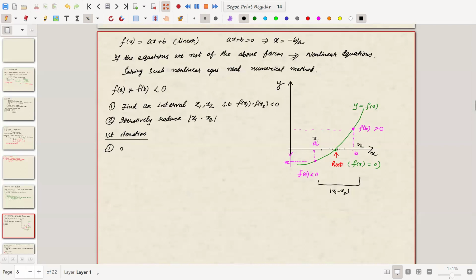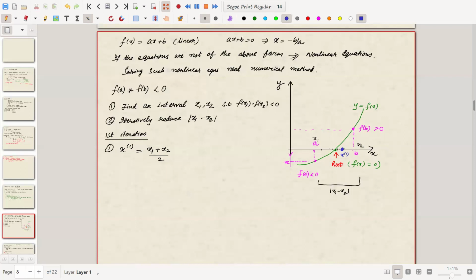Step 2 is the first iteration. The next iteration is you take the middle point of those two, (x1 plus x2) by 2. Where should it lie? Suppose this point in blue is the midpoint of x1 and x2. So this should be your x superscript 1. That is the first iteration. If it is the second iteration, we will use x superscript 2. This is the notation we will follow. So this is (x1 plus x2) by 2.